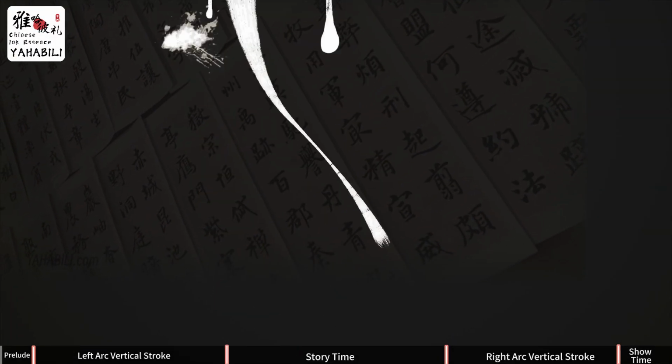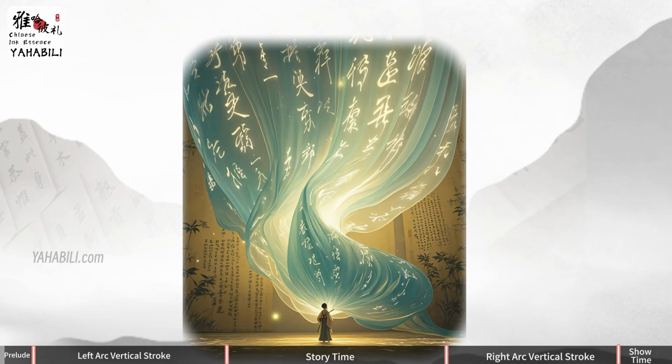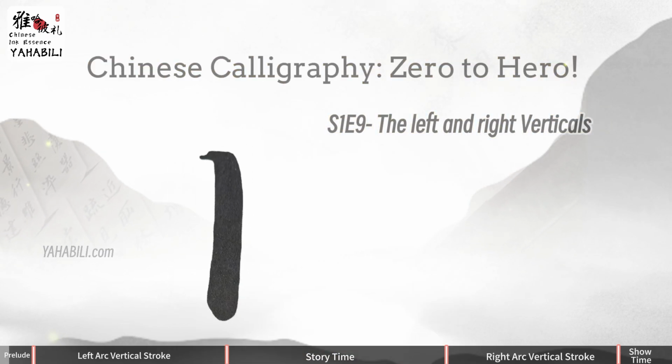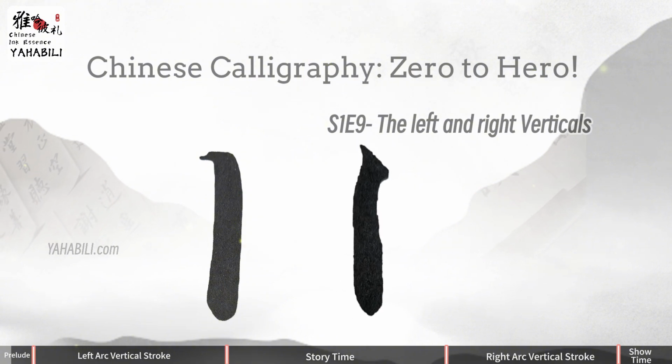Chinese calligraphy zero to hero. The vertical stroke became the backbone. Let's continue to wield the power of the brush. What if one stroke could change an empire?